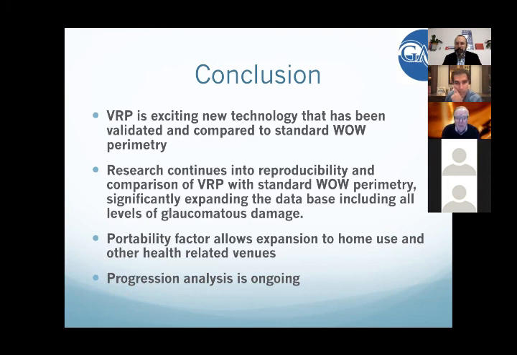Now, the portability factor is what really gets me going, gives me a little tachycardia, which is great at my age. So home use, other health-related venues, wow, this opens up the whole field of perimetry. You can go into CVS and check your blood pressure. It'd be great if you could go and check your field. Why not? Why not expand the horizon with perimetry? And the progression analysis, as we said earlier, is ongoing. The beauty of this is it's cloud-based, so everything can be updated in a fashion that's very easy.